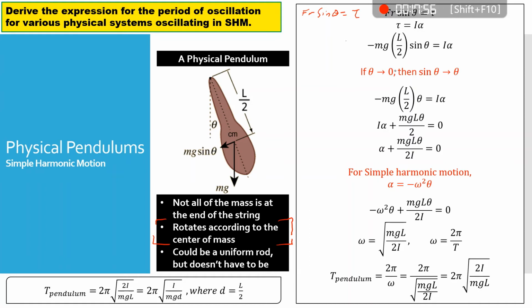Other than that, we've got almost the same math that we did last time. As our angle approaches 0, the sine of our angle is going to approach our angle again, so I can substitute theta for sine theta, and then simplify. I'm going to add this negative mgL over 2 theta to the opposite side, and then divide everything by our moment of inertia. That gives me my last line in black there in the middle: my angular acceleration plus mgL theta over 2 moment of inertia equals 0.